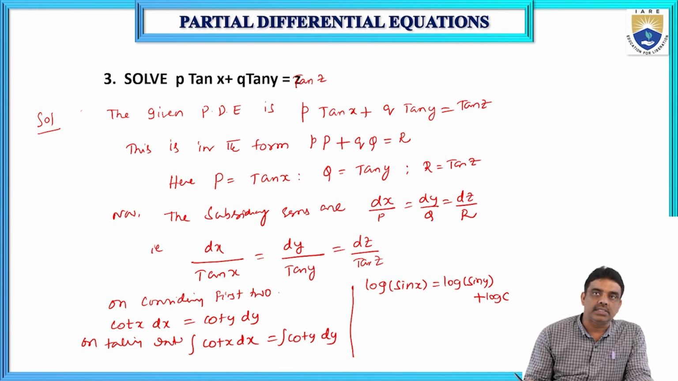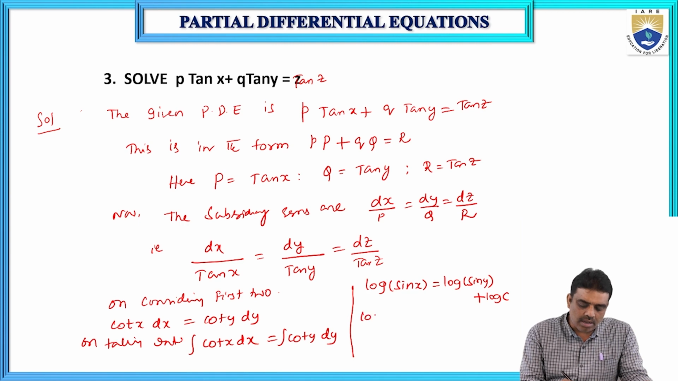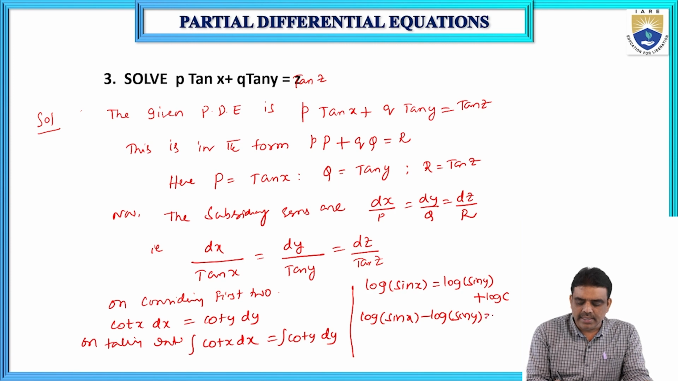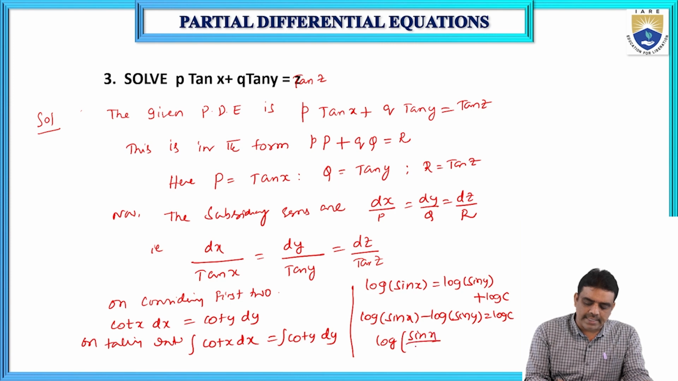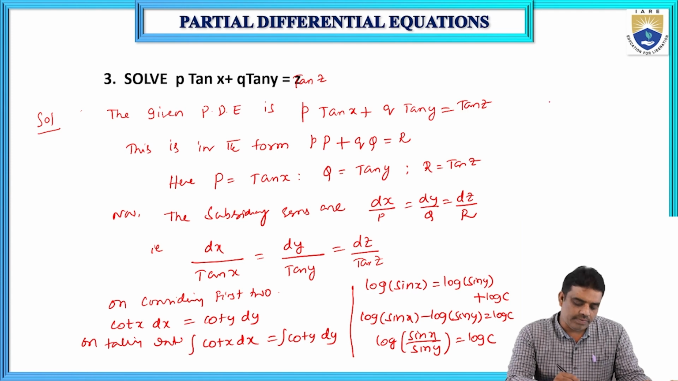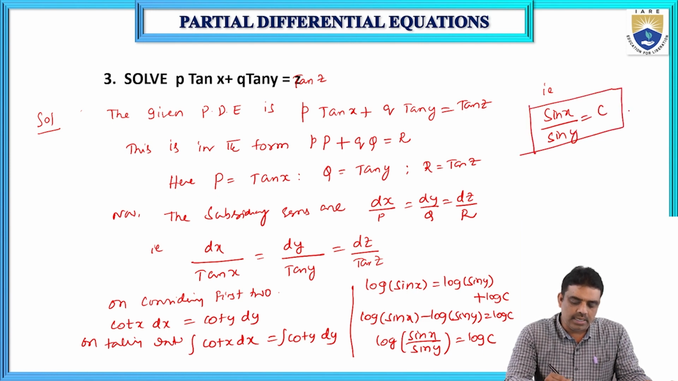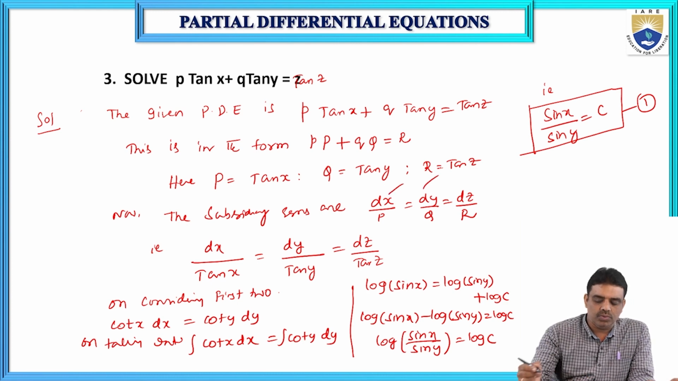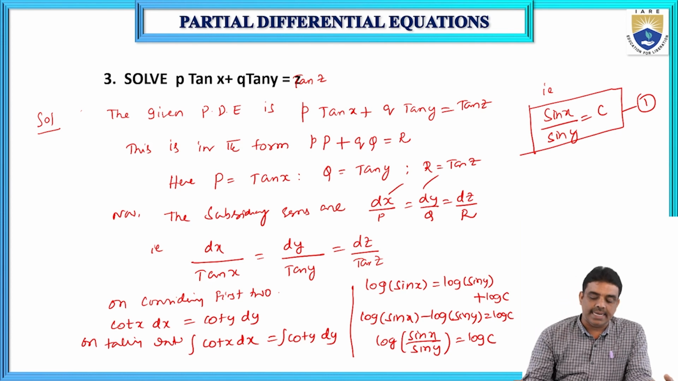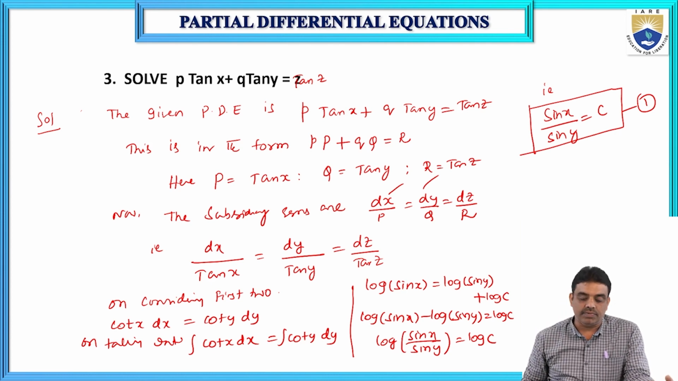Log sin x minus log sin y is equal to log c, or log sin x by sin y is equal to log c. Or what is the equation? That is, first one is sin x by sin y is equal to some constant. This is equation number 1, first solution. I'm considering the first two. You'll get the solution sin x by sin y is equal to c.